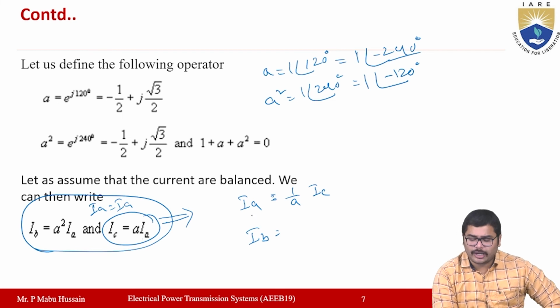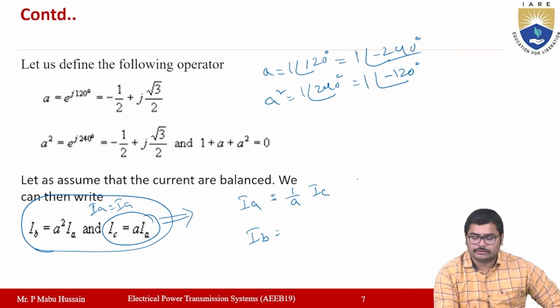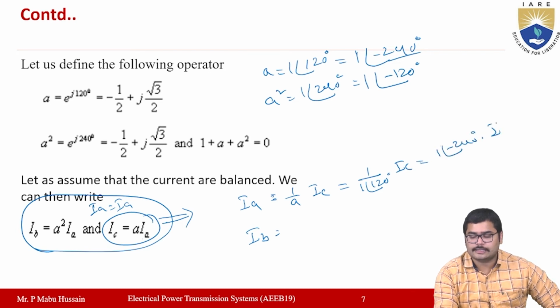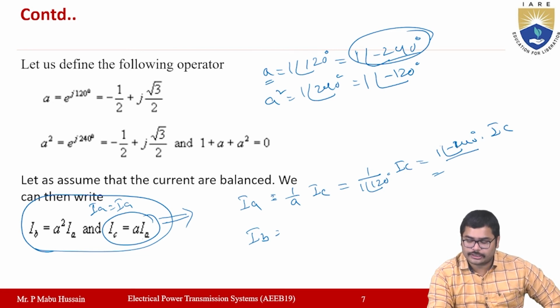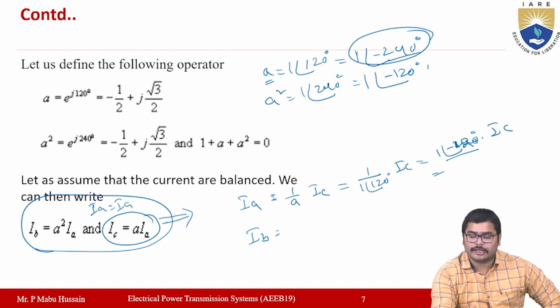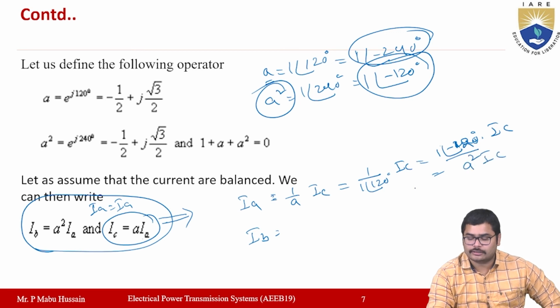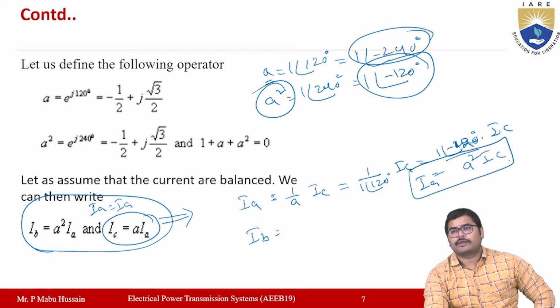Right? So now IA is equal to 1 by A into IC. So this will be the same as 1 by, in place of A you can write 1 at an angle 120 degrees, into IC. So this can be written as 1 at an angle minus 240 degrees into IC. So 1 at an angle minus 120 degrees, sorry, minus 120, this one. Okay, this is minus 120. 1 at angle minus 120 degrees is A square. So A square into IC. So the value of IA, in terms of IC, is A square into IC.